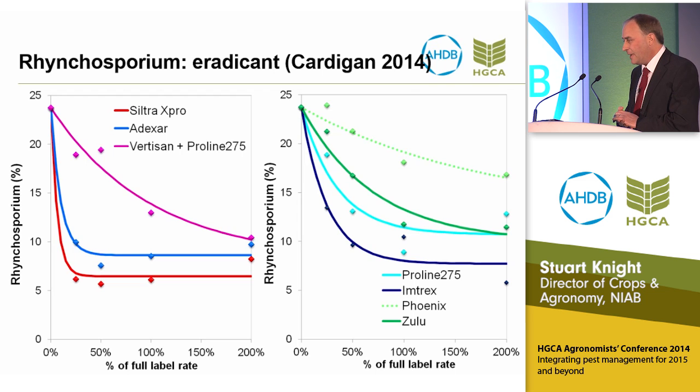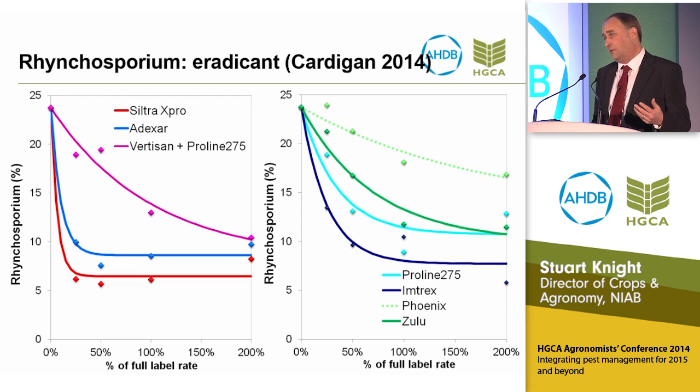Some Rhynchosporium eradicant data. This is actually from Cardigan in Wales. And again, we've got our Proline standard here performing very well. We've got splitting, if you like, the performance of the Imtrex and Zulu. So once again, the Imtrex is the stronger of the straight SDHIs on Rhyncho compared to Zulu. Now, Phoenix is not really an eradicant product, it's a protectant product, but nevertheless we are picking up some reduction in disease where we've used Phoenix even in this situation.